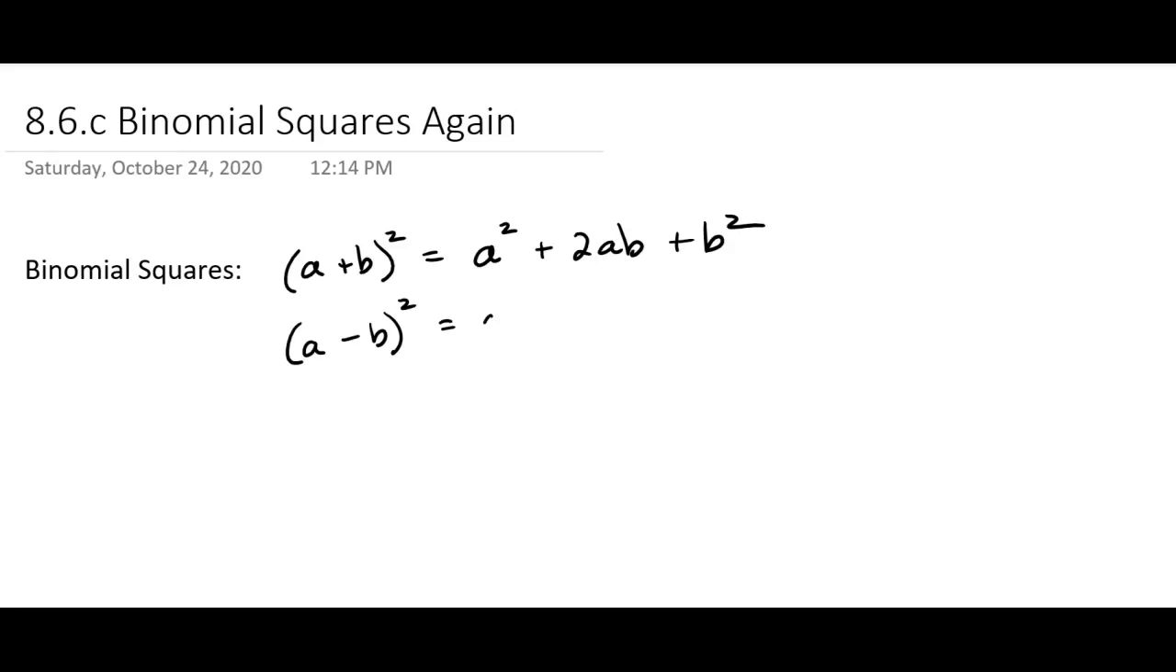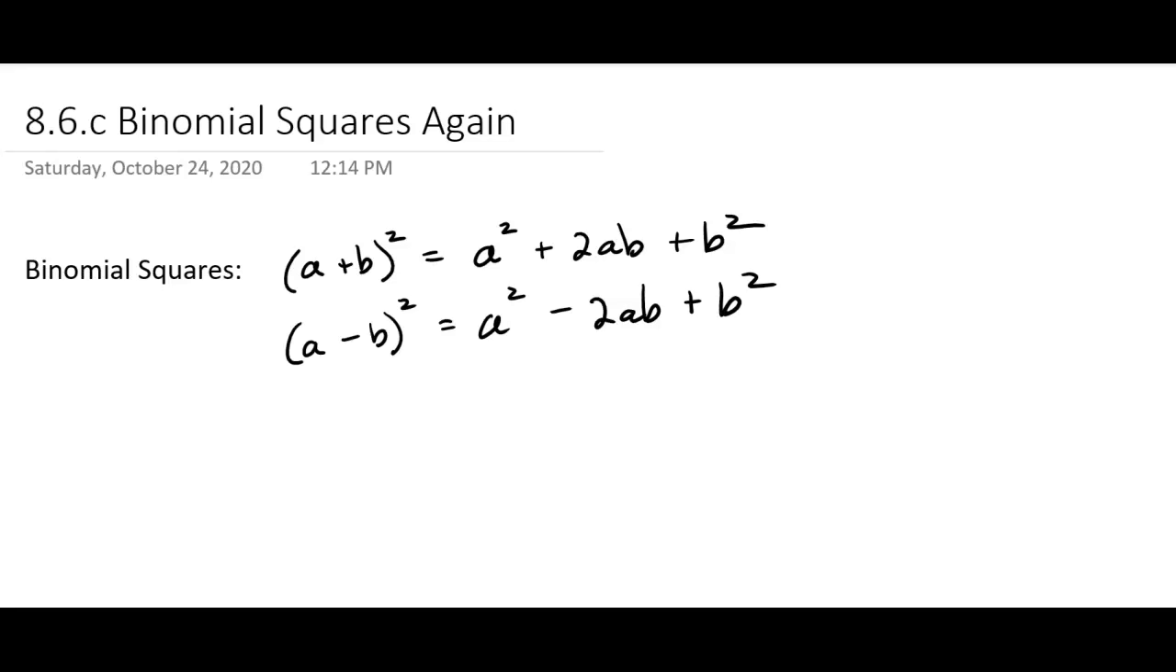At some point we talked about binomial squares. Well, we're going to talk about them again. So it's when you have a binomial like a plus b and you square it, there's a formula that says it's equal to a squared plus 2ab plus b squared. Or you could have a minus b squared, and it equals a squared minus 2ab plus b squared.